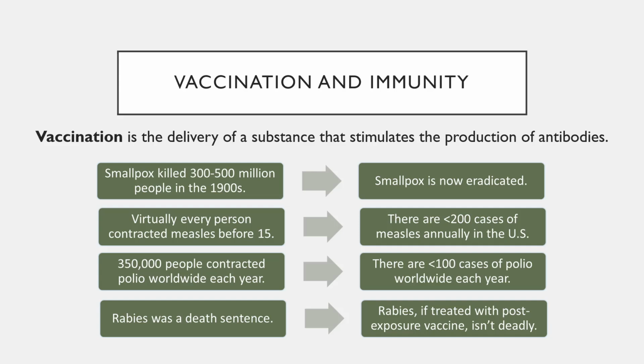Before vaccines, virtually every human contracted measles before the age of 15 because of how contagious the disease is. Today, there are typically less than 200 cases of measles every year in the United States. Before vaccination, 350,000 people contracted polio around the world every year, with many of them, particularly children, becoming permanently paralyzed because of it. Today, there are fewer than 100 cases of polio around the world each year.